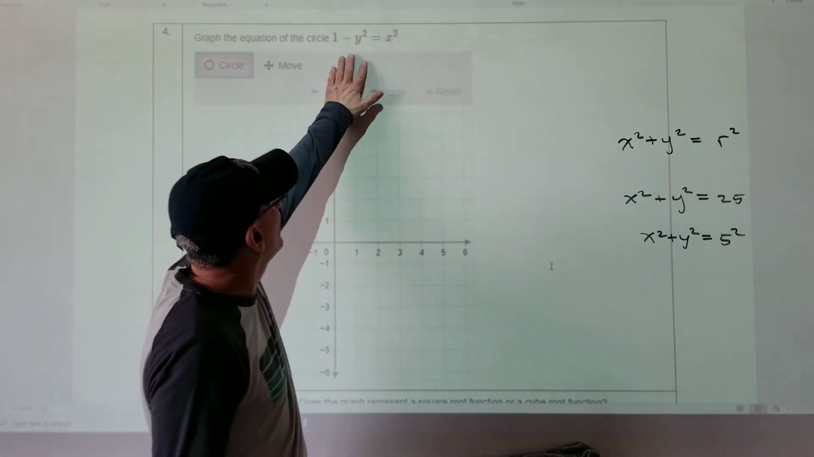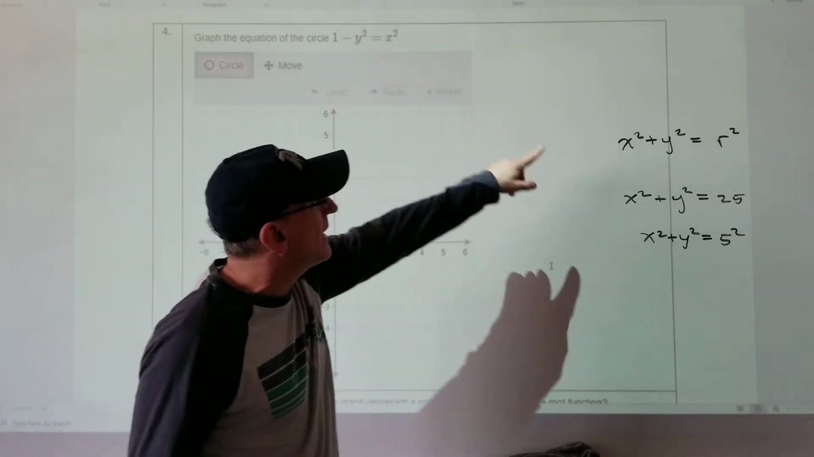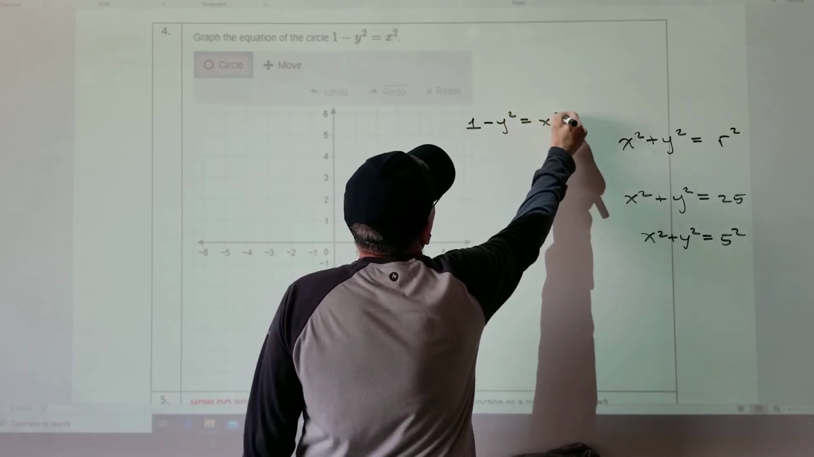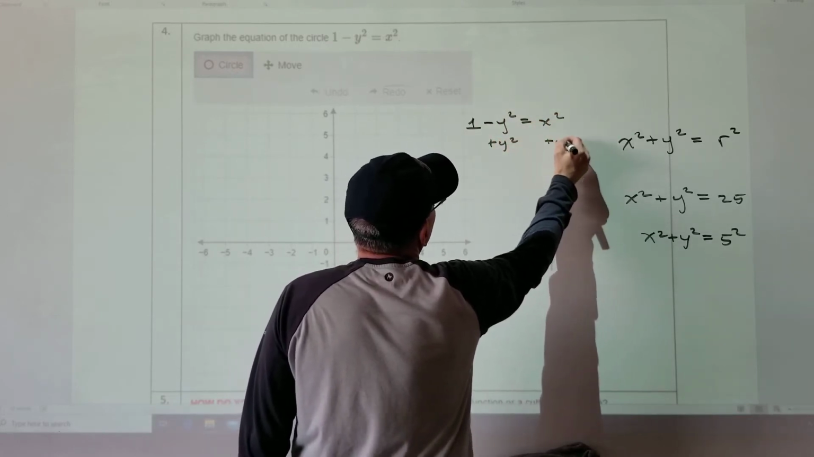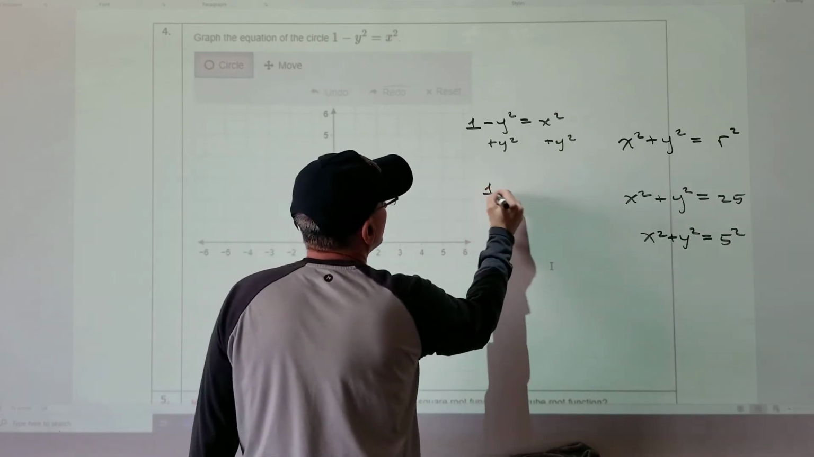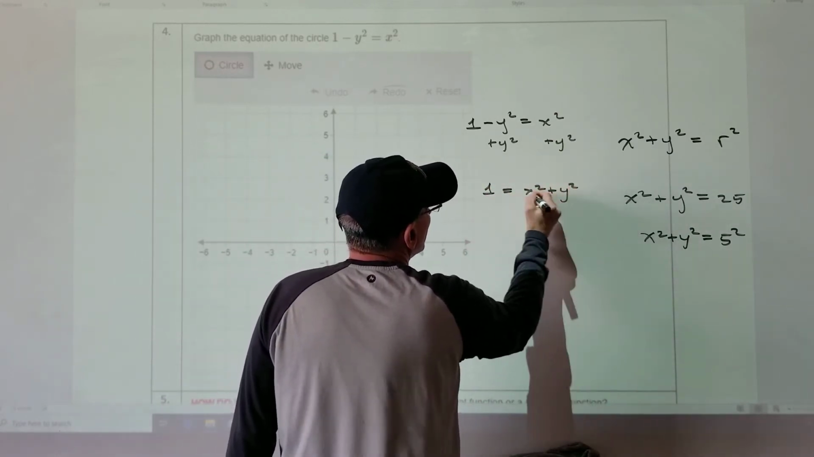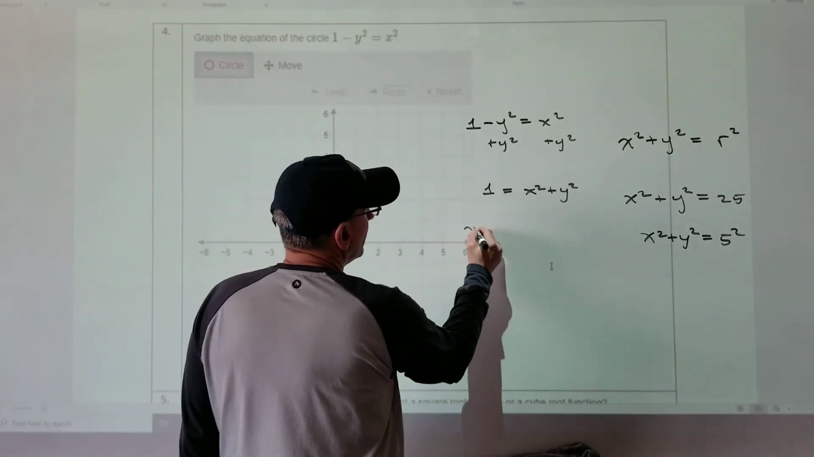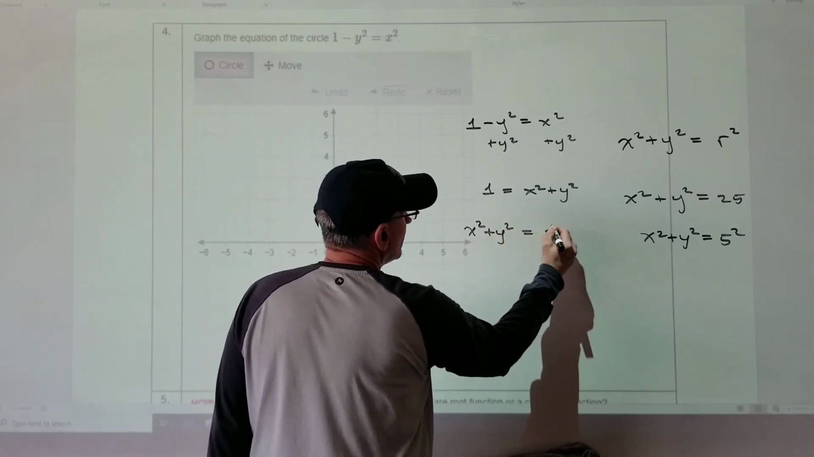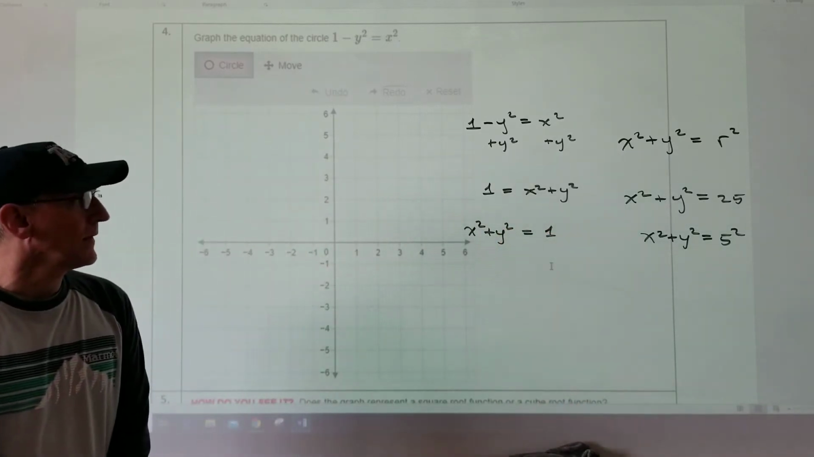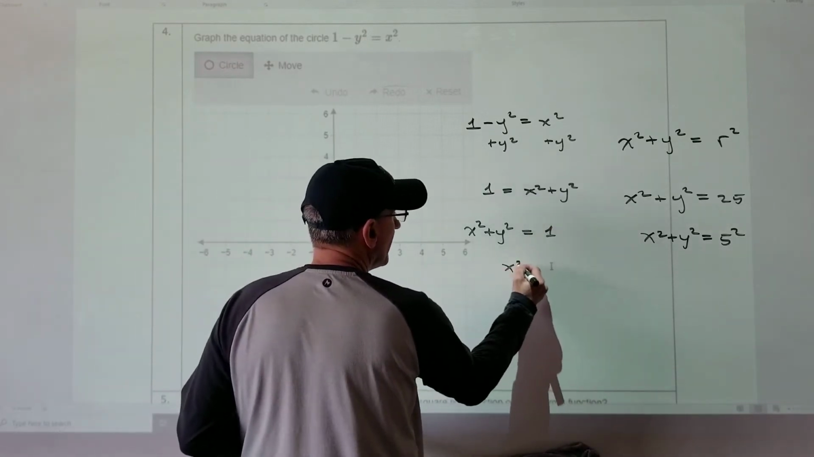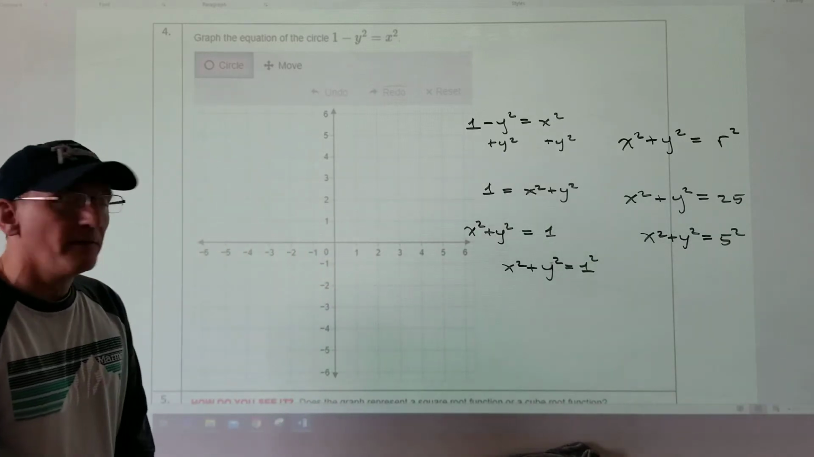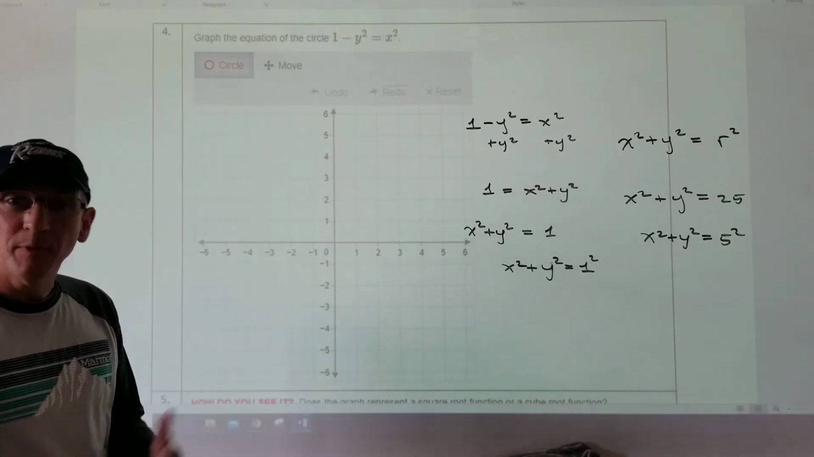I can't quite tell on this one yet, though, because it doesn't look exactly like this form. So we'll do a little bit of cosmetic work to it quickly here. We will add y squared to both sides, and that's going to look like this. And then if it makes you more comfortable, reverse sides around the equal sign. You can use what's called the symmetry of equality. Write the equation backwards. And then you might as well think of 1 as being 1 squared. Okay, it should be pretty clear now that this is a circle centered at the origin with a radius of 1.